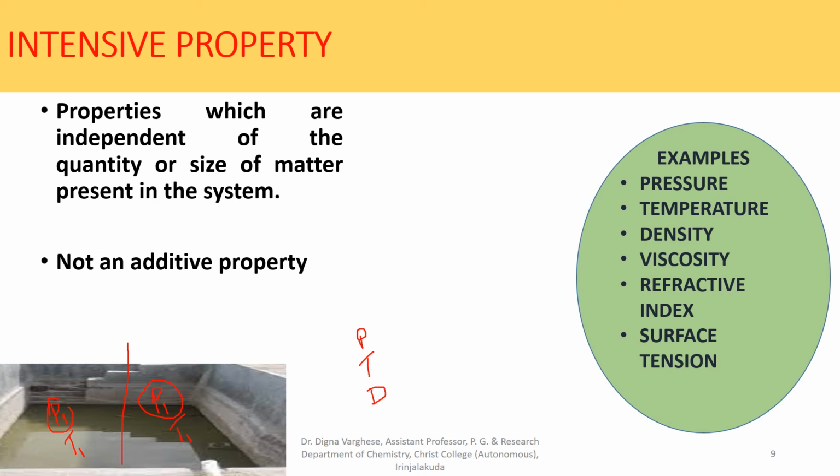That means, once again I will tell you, when two or more identical systems are brought together into one, or the system is divided into different fragments, the value of the property remains the same. Such a property is known as an intensive property.